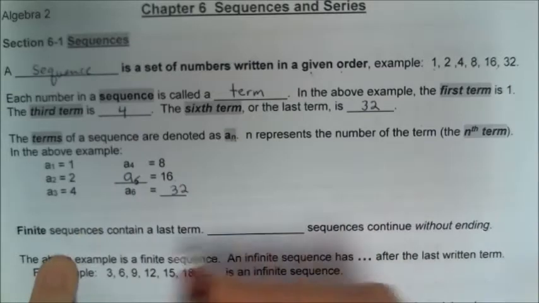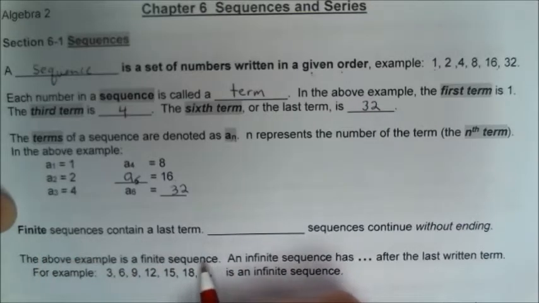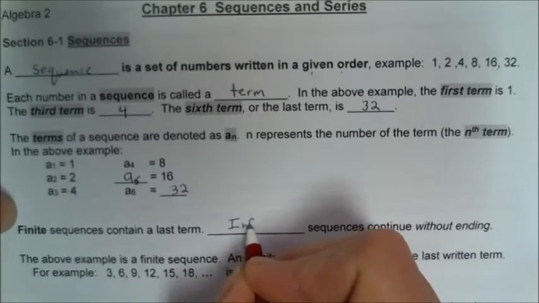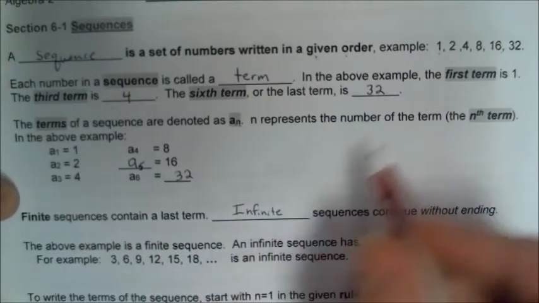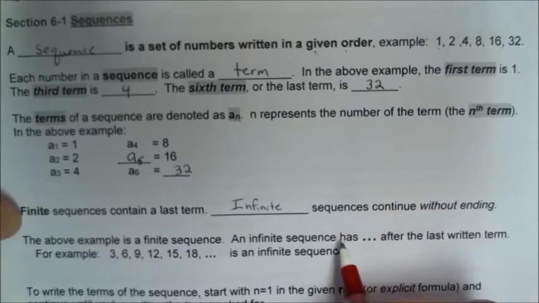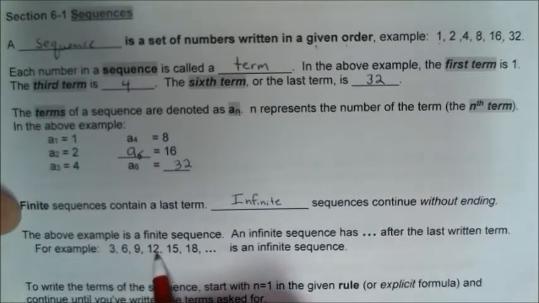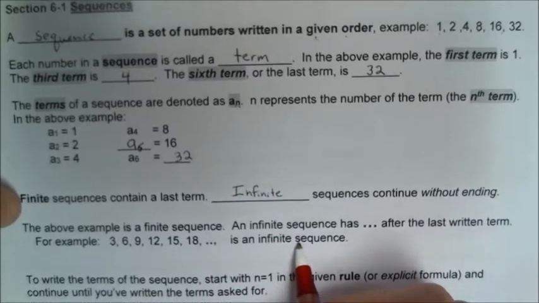There are a couple of different kinds of sequences. Finite means they end. So finite sequences contain a last term, and infinite sequences repeat without ending. Sometimes sequences go on and on. The example up here is finite because it contains a last term. But an infinite sequence has dots after the last term. For example, 3, 6, 9, 12, 15, 18, and so on is called an infinite sequence because it never ends.